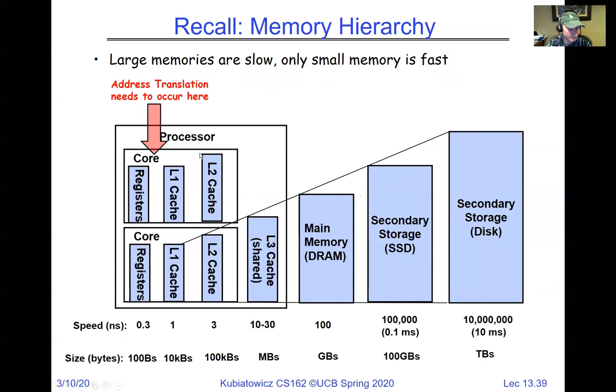In the case of looking things up, address translation needs to be at the speed of registers and faster than the L1 cache, because otherwise we get no advantage out of the cache. And its page table is down here in memory. So there's some mismatch here that we've got to figure out.